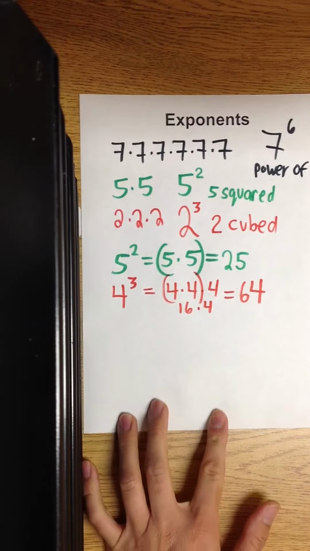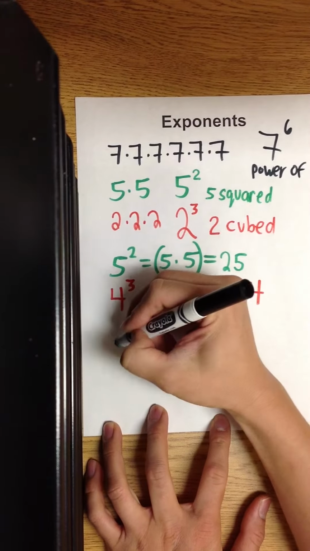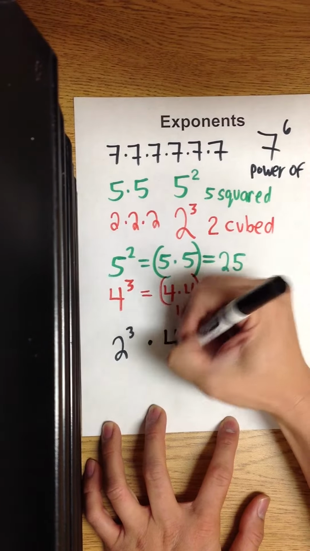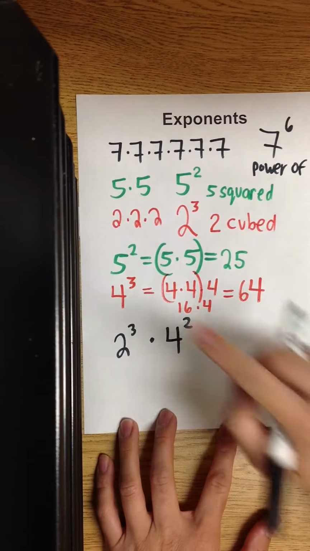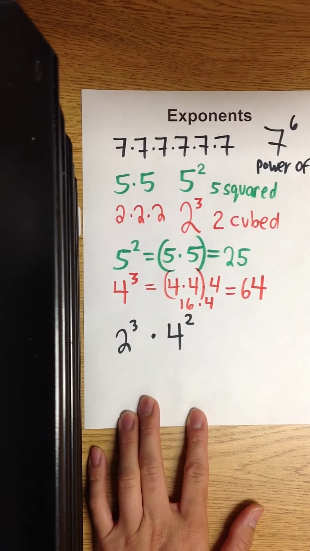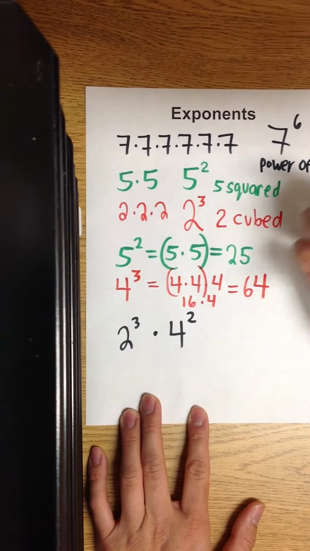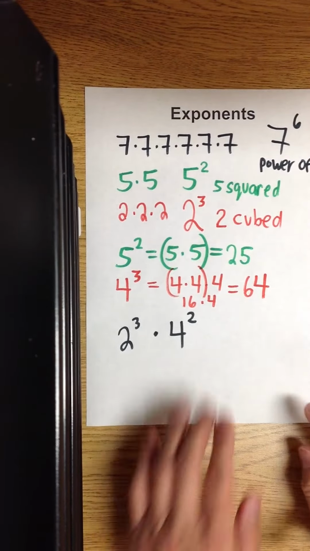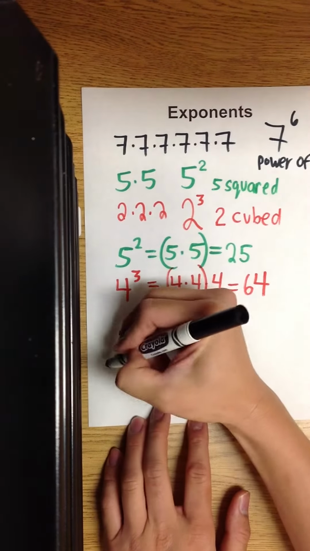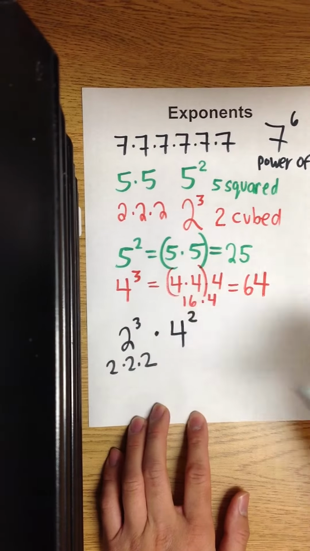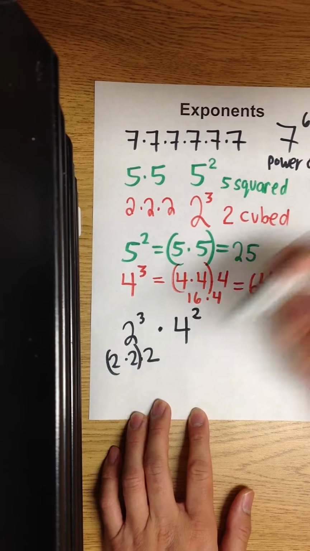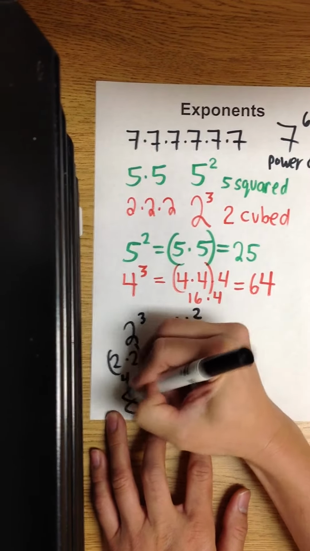So our last thing we're going to talk about are these types of questions. What if you had 2 cubed times 4 squared? So we have a left side and the right side. We have 2 is our base, 3 is our exponent. Let's focus on the left-hand side. You write 2 three different times. So draw parentheses around it. 2 times 2 is 4. 4 times 2 is 8.